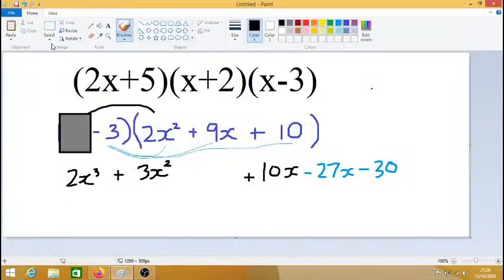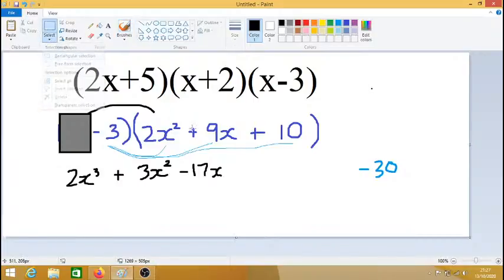Minus 17x is perfect. Well done to Aisha there for being very accurate on that. Inshallah, praise be to God. So 10x minus the 27x, that's minus 17x. Bring the minus 30 to the front to join the rest, and there's your final answer. Well done if you've got 2x cubed plus 3x squared minus 17x minus 30. Well done, fantastic, good work.